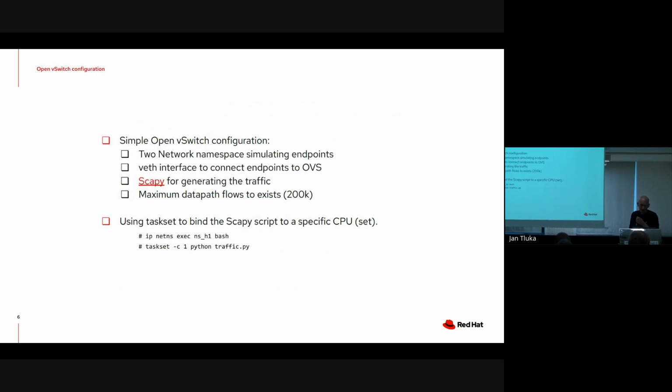So how did I test this? It's a very simple setup. I just create veth interfaces. I put one of them in its own namespace, and then one through OVS. I have a very simple Scapy script that just sends traffic as fast as it can to fill up at least the 200K datapath entries that is enabled by default. And then I just see what the impact is on the revalidation process.